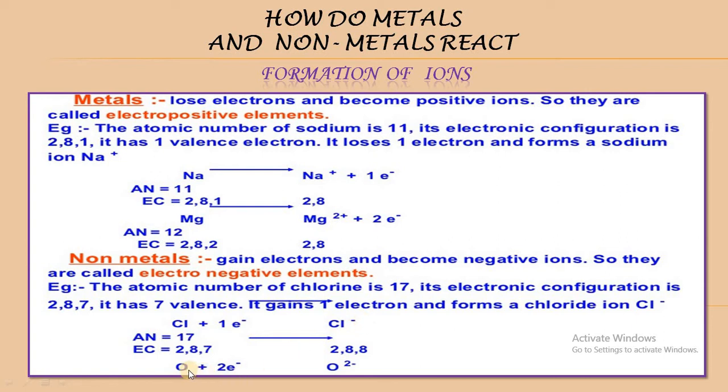Similarly, when we consider the case of oxygen, its outermost orbit has 6 electrons, so as soon as it gains 2 electrons, oxygen will form the O2- ion, and this also attains the inert gas configuration.